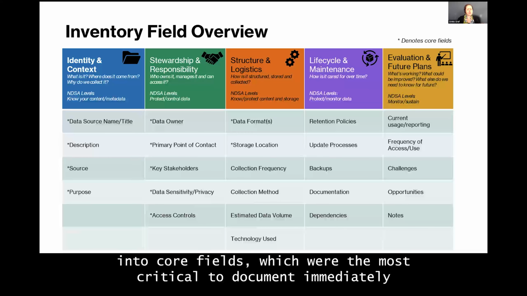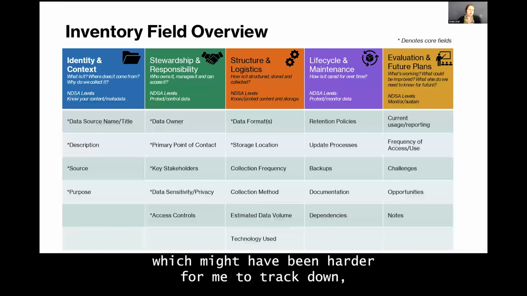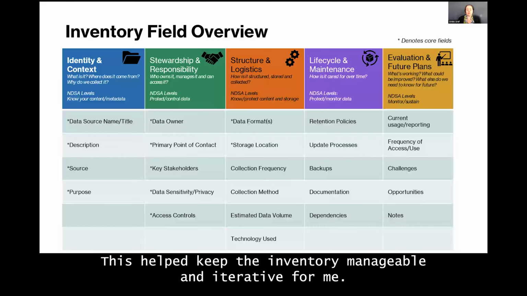So I divided fields into the core fields, which were the most critical to document immediately, and then also extended or supplemental fields, which might have been harder for me to track down, but I could add them in over time as I found them out. This really helped keep the inventory manageable and iterative for me.